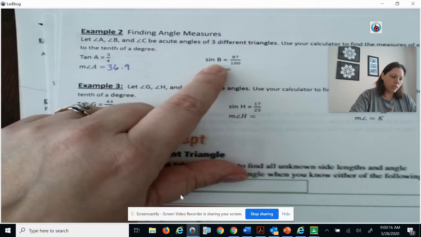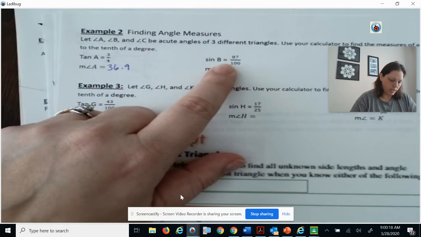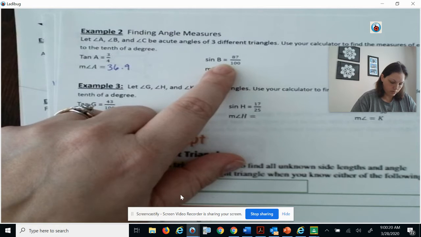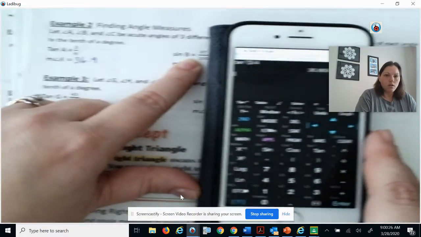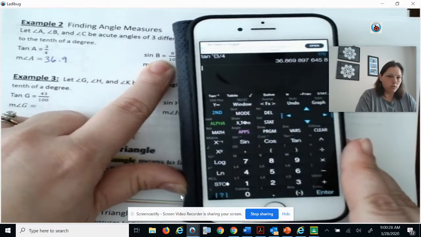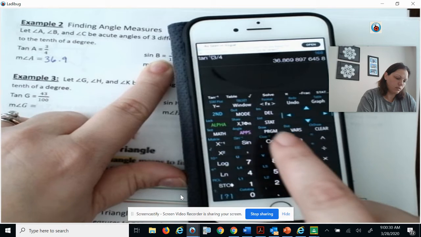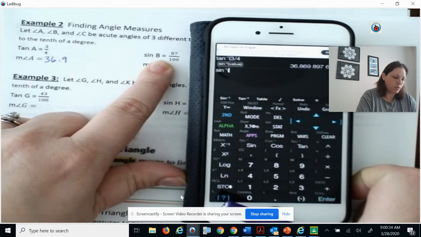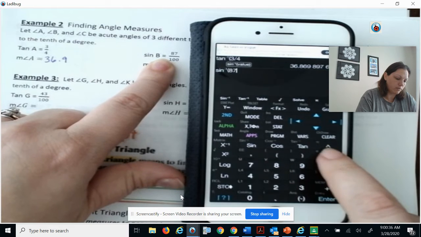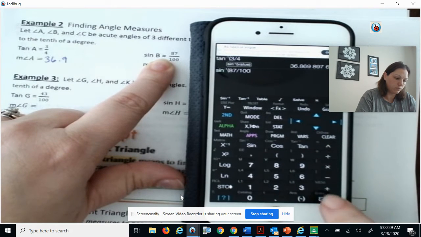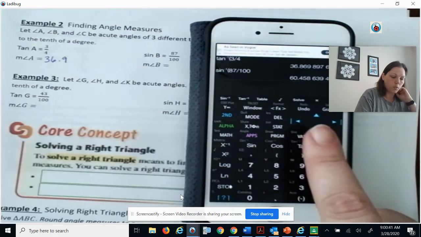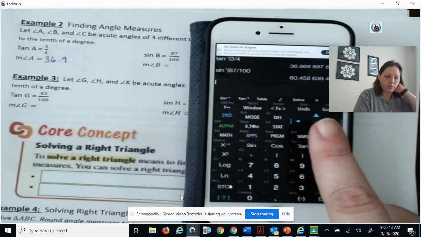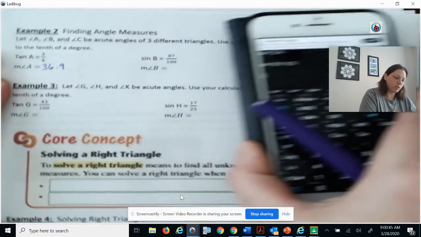Okay, sine B equals 87 over 100. So we're going to do second sine. So you see your sine inverse come up, and then do 87 divided by 100. And 60.10, so 4/5 goes to 0.5, 60.5.